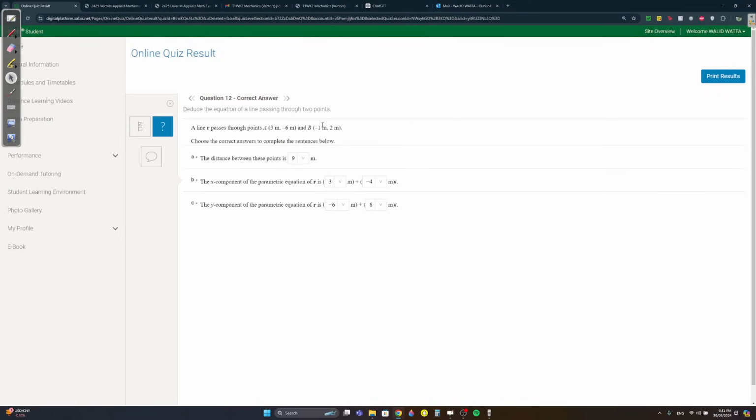Question 12. Okay, the distance between these 2 points. Like I told you, very easy, and I got used to it. x2 minus x1, minus 1 minus 3, is minus 4 squared. Plus the other one, 2 minus 6, 8 squared. You do this on a calculator and you get approximately 9. You don't get exactly 9. This is the distance formula: radical of x2 minus x1 squared plus y2 minus y1 squared.